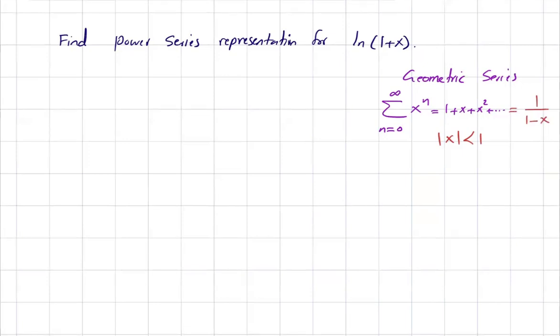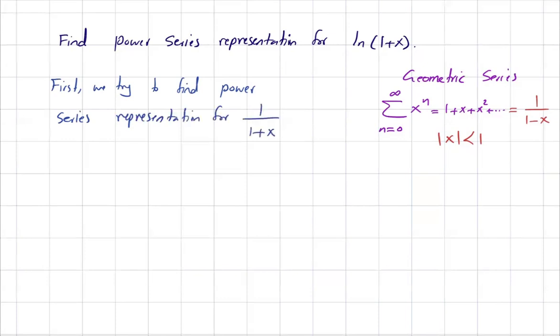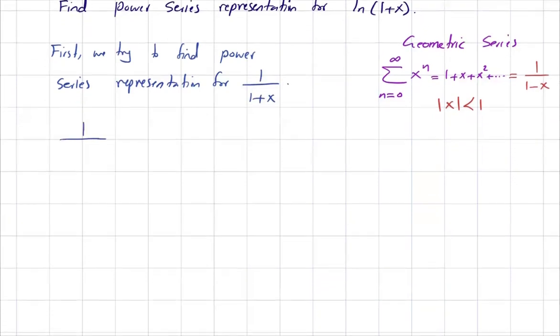Here I have ln of 1 plus x. Can I use the geometric series and find a power series representation of 1 over 1 plus x? Let us try. First, we try to find a power series representation for 1 divided by 1 plus x. 1 over 1 plus x can be written as 1 divided by 1 minus x.